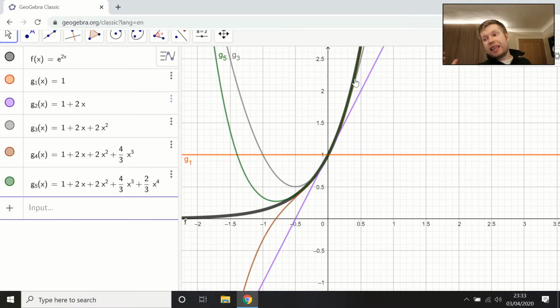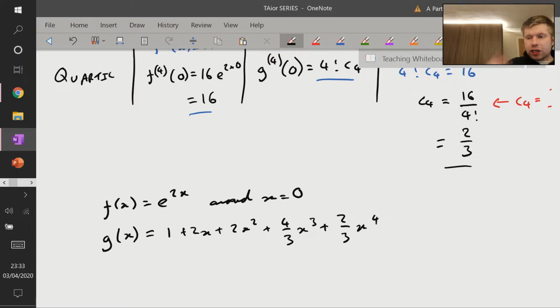Eventually, the idea is, if I consider an infinite number of terms, carrying on the same way forever and ever, then this approximation function, this polynomial, should exactly match what's happening with my true function, e to the power of 2x. So let's just generalize then.